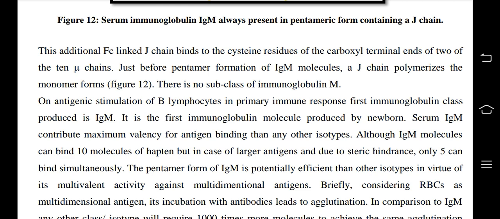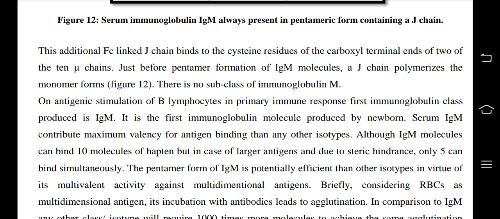There is no subclass of immunoglobulin M. And on antigenic stimulation of B lymphocytes in the primary immune response, the first immunoglobulin class produced is IgM. It is the first immunoglobulin molecule produced by a newborn. Serum IgM contributes to maximum valency of antigen binding compared to any other isotype.